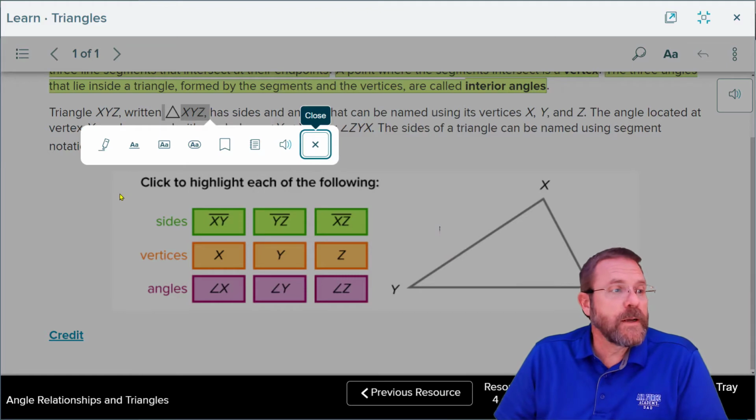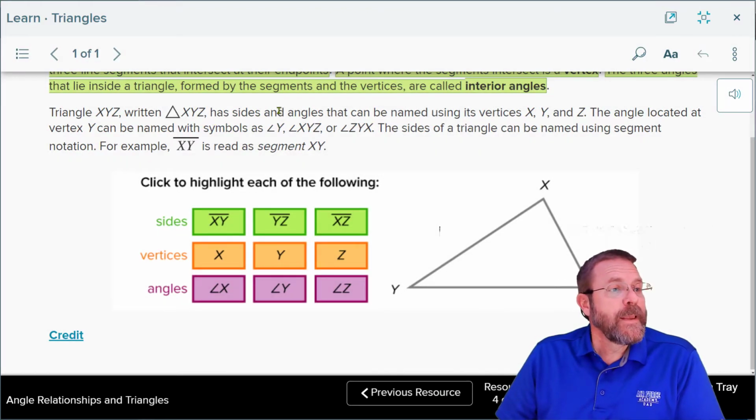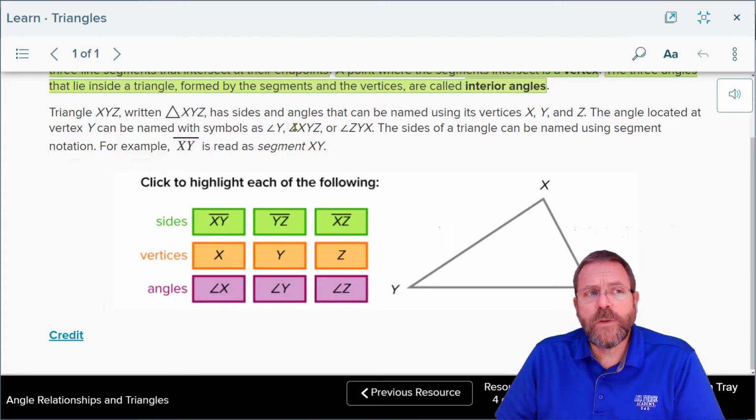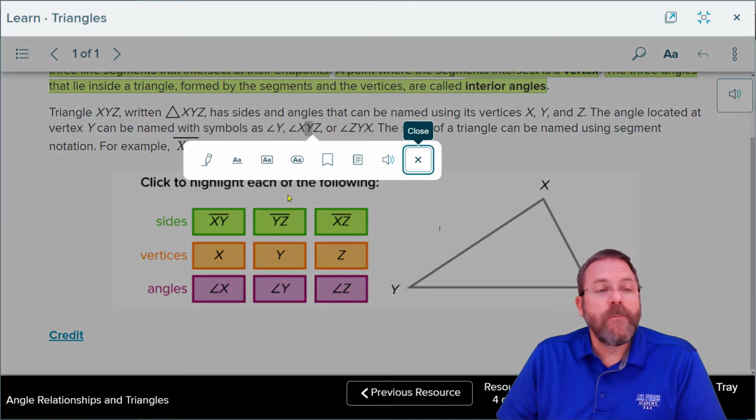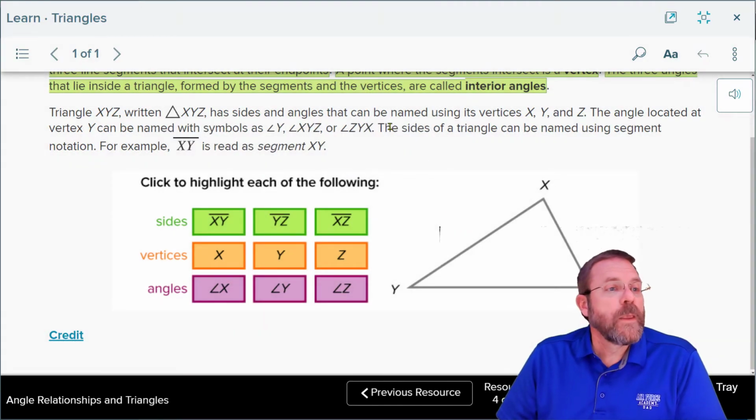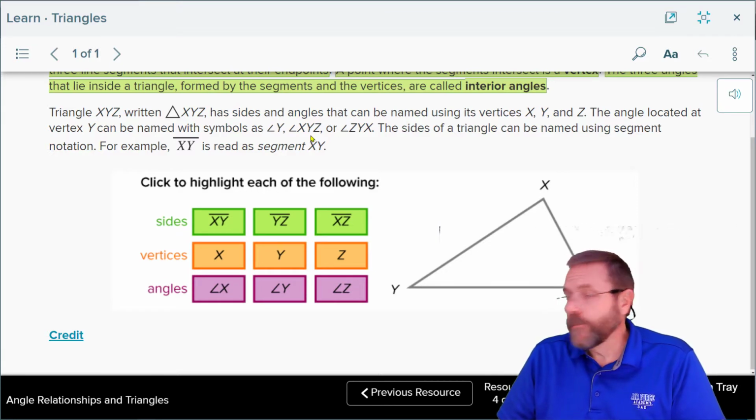The triangle XYZ has sides and angles that can be named using the vertices X, Y, and Z. The angle located at vertex Y could be named angle Y, or angle XYZ, or angle ZYX. What do you notice about that? Y is going to be the middle letter in all of them. The vertex is always going to be the middle letter. You can name it by the vertex, or you can name it by all 3 points, but it's got to have that Y in the middle.